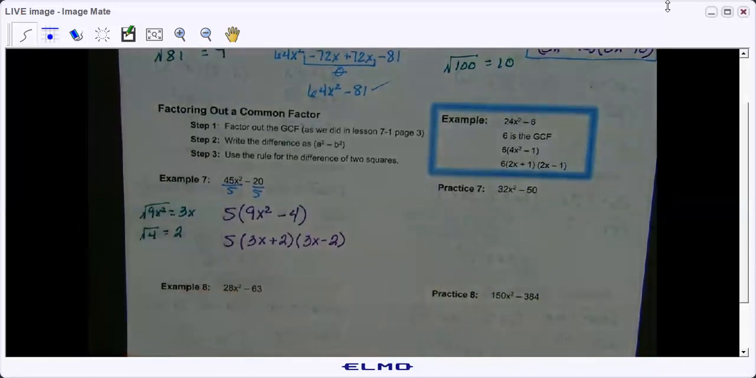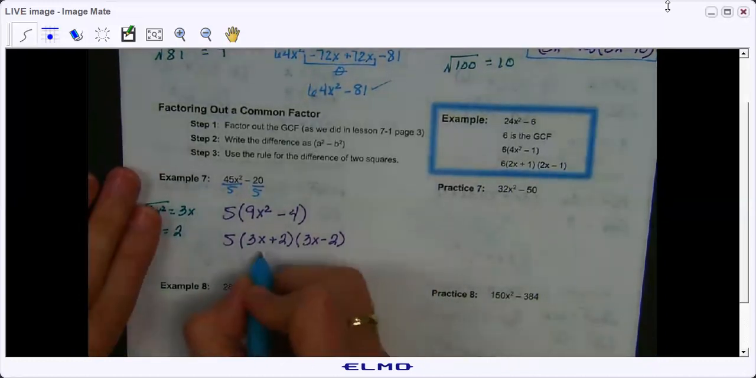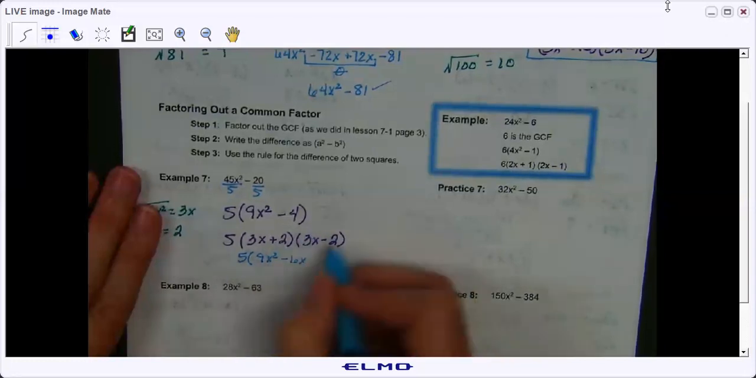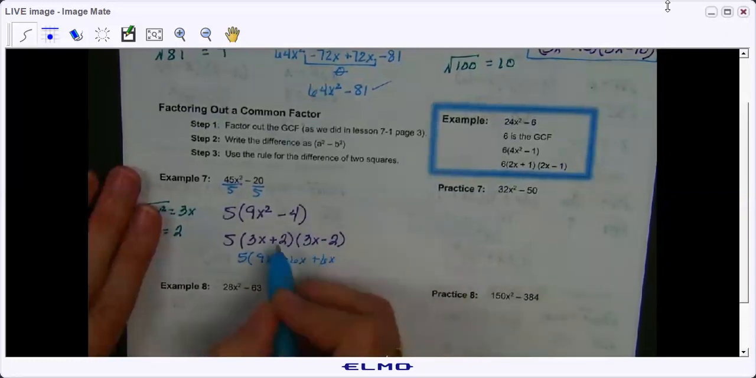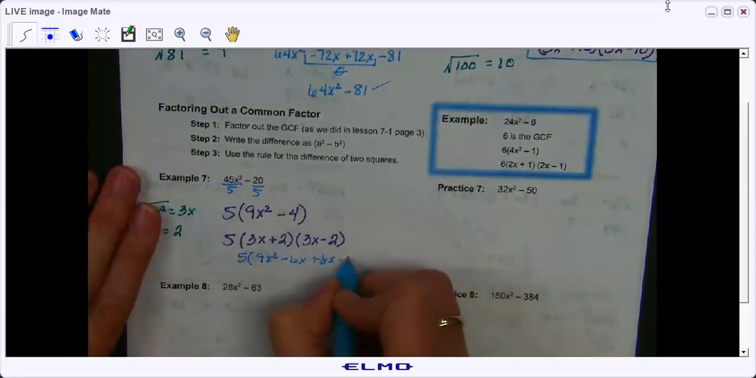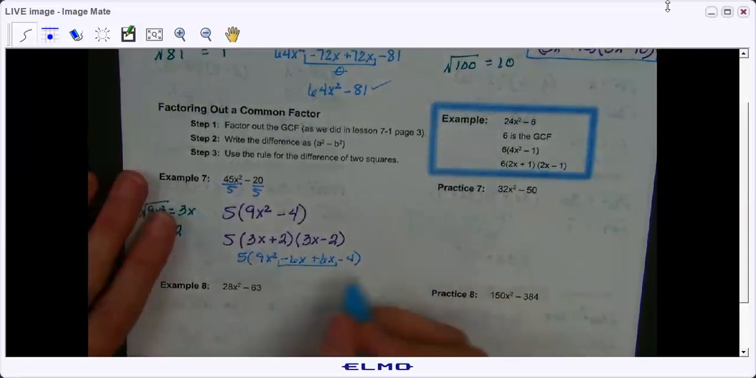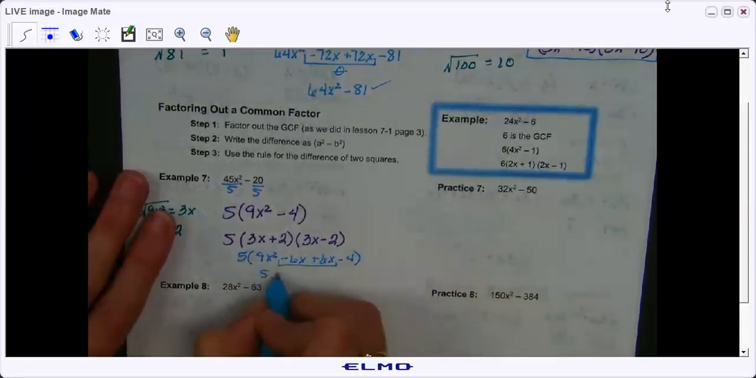And then to go back and check your answer, you would distribute and then multiply everything by 5. Okay. So let's check to see if this is correct. We have 3x times 3x, which is 9x squared. Then we have 3x times negative 2 is a negative 6x. 2 times 3x is a positive 6x. 2 times a negative 2 is a negative 4. Combine our like terms. That becomes 0. So we have 5 times 9x squared minus 4.